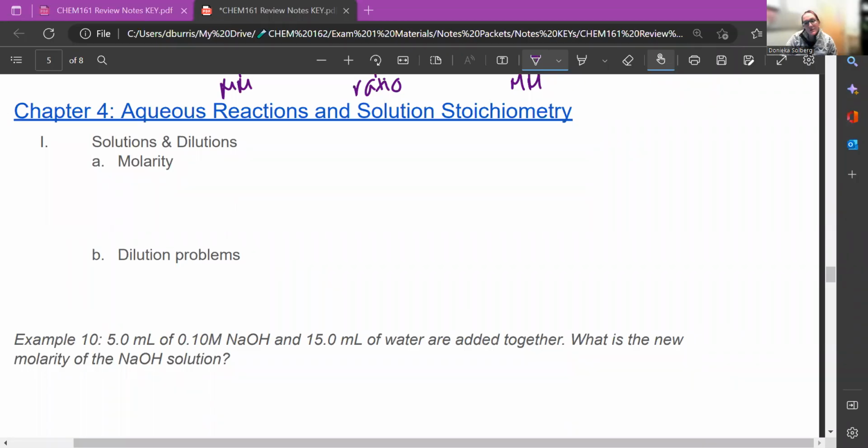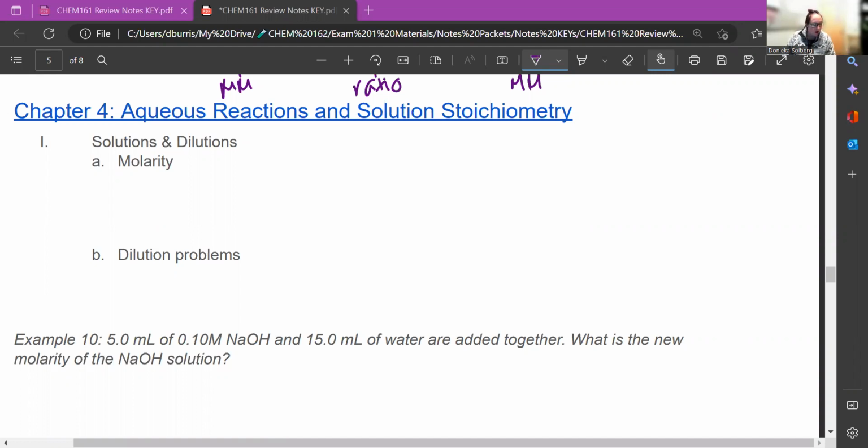All right, on to aqueous reactions and solution stoichiometry. So this is when you are in liquid. We talked about before, if you have masses of things, how to do the stoichiometry or how to do gases. If it is a liquid or a solution, which most of the time it is in lab, you're going to have to use solution stoichiometry. You're going to have to know what molarity is, because molarity is what we do almost everything in the lab.